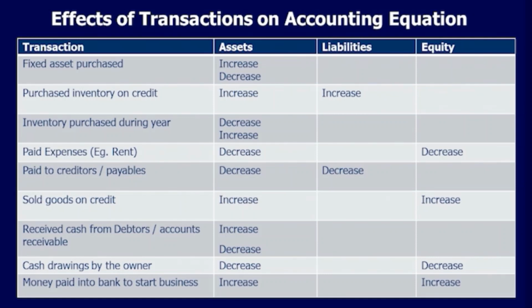Next, cash drawings by the owner. Asset decreases and equity decreases. So both sides of the accounting equation are the same. This is reflected in the books by debiting capital account and crediting cash account. The last accounting transaction is money paid into bank to start business. We already discussed this before. Asset increases, equity increases. So the accounting equation after this transaction will be higher on both sides.